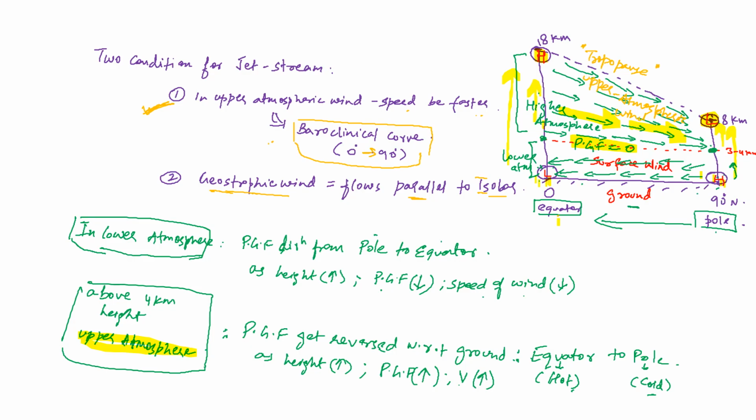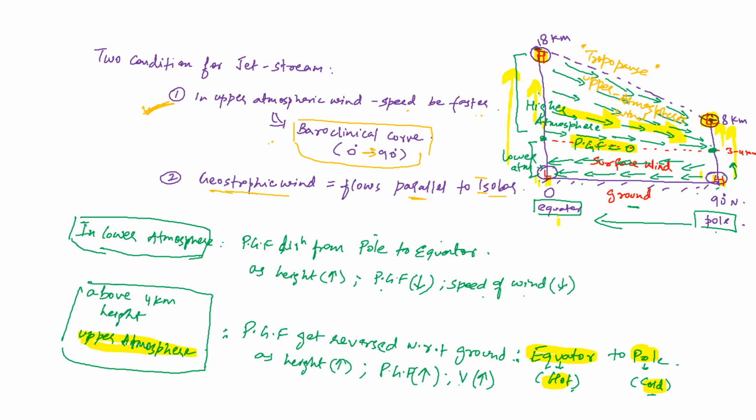So now the wind starts following the PGF. That's why in the upper atmosphere, wind should be moving from equator to pole. That's what we are saying. It is moving from hotter areas toward cold, and it is reversed from the easterly surface wind. So what happens if we go higher and higher in the upper atmosphere?